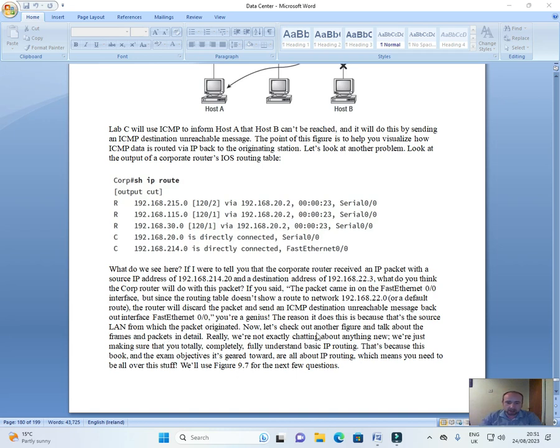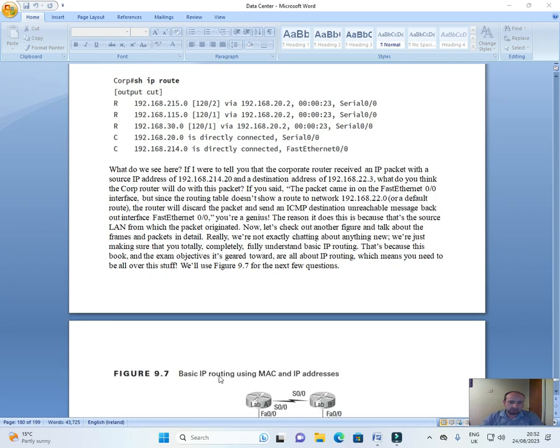Now let's check out another figure and talk about the frames and packets in detail. Really, we're not exactly chatting about anything new. We're just making sure that you totally, completely, fully understand basic IP routing. That's because this book and exam objectives are all about IP routing, which means you need to be all over this stuff. We'll use figure 9.7 for the next few questions.